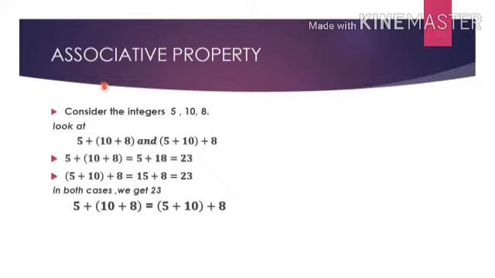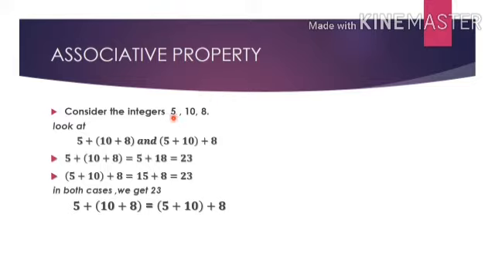Then the next property is the associative property. In the associative property, we consider three integers. In your previous class, we discussed the commutative property. At that time, we considered only two integers a and b. a plus b is equal to b plus a. In this case, we consider three integers in the associative property.